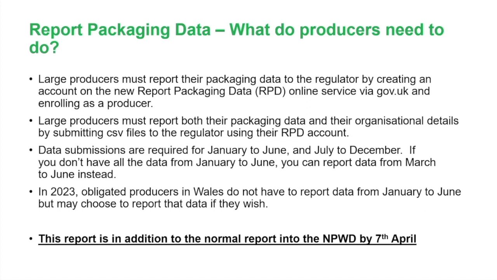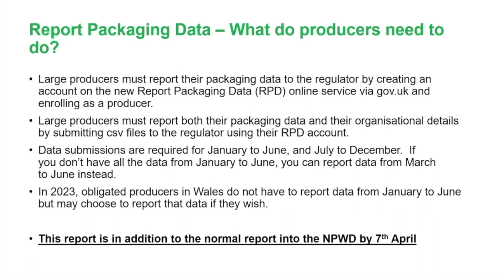So the data submission periods for the 2023 compliance year are from January to June and July to December. But you'll remember from last year, we talked quite extensively about the coming into force dates of the legislation. So where you don't have all the data from January to June, you can just report your data from when you were legally obliged to in March and through to June instead. That's really important to understand that there's a differential there, but we still will scale your data up to cover the full 12 months.